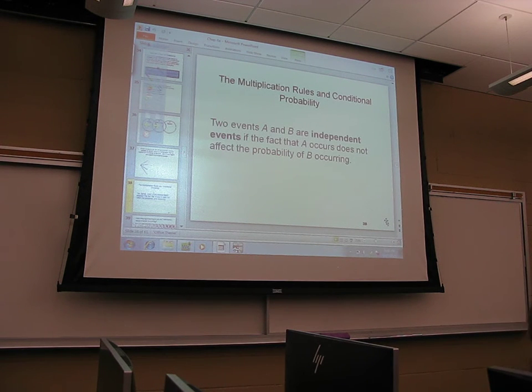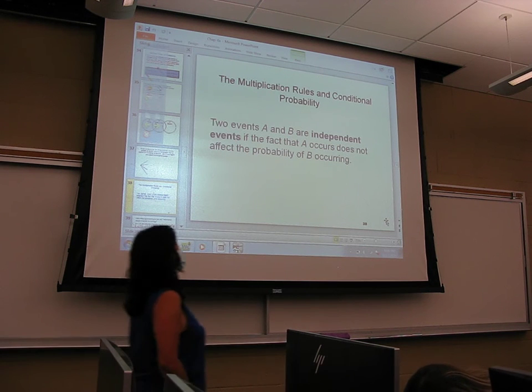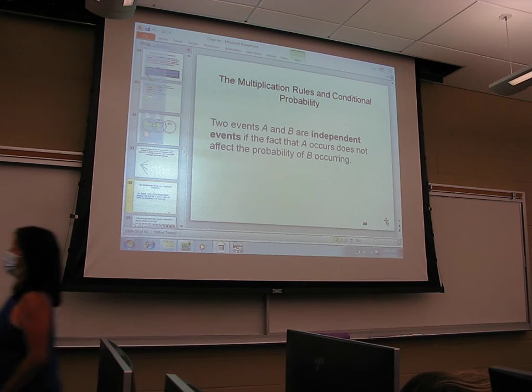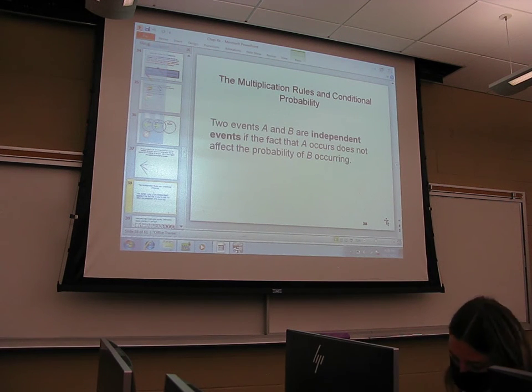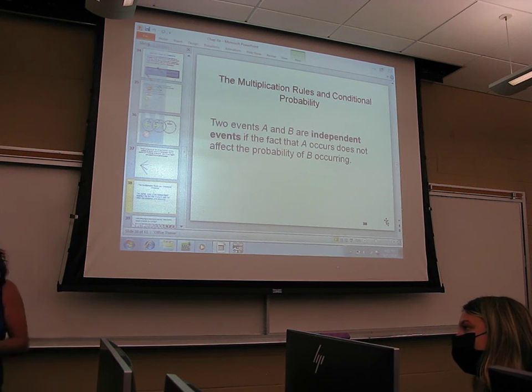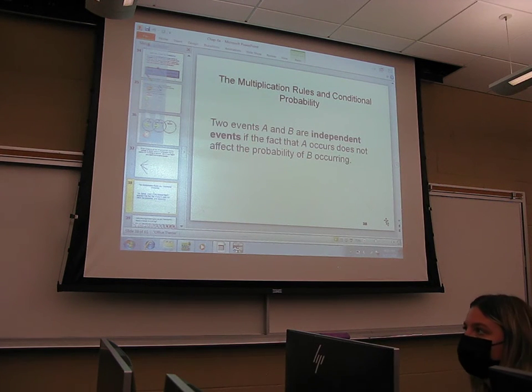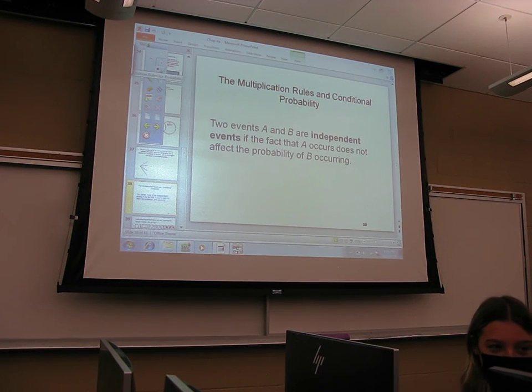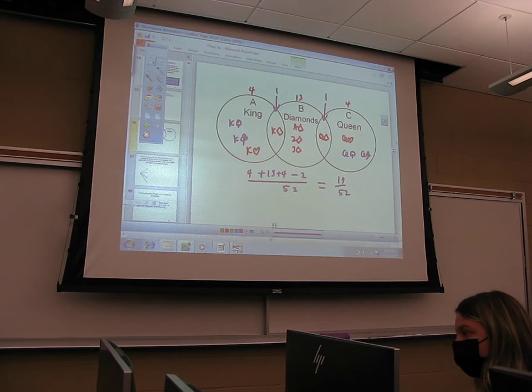I want to talk about the multiplication rules and conditional probability. Two events, A and B, are independent events if the fact that A occurs does not affect the probability of B occurring. So this is on your notes right here. And it has to do with changes in probability. So I'm going to talk about that a little bit.